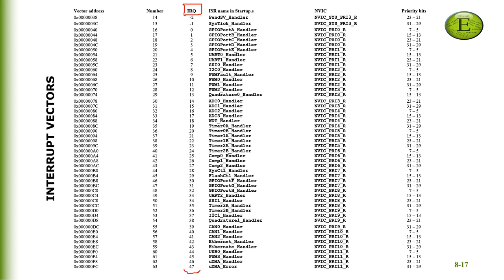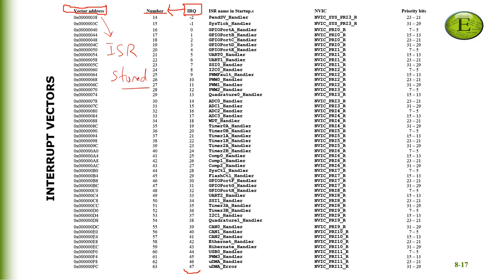Anyway, there is an interrupt request number, and if you add 16 to the interrupt request number, you have another number field, we'll see if we need that later on. But the important thing over here is the vector address. This is the address where the ISR is stored, the address where the interrupt service routine is stored.